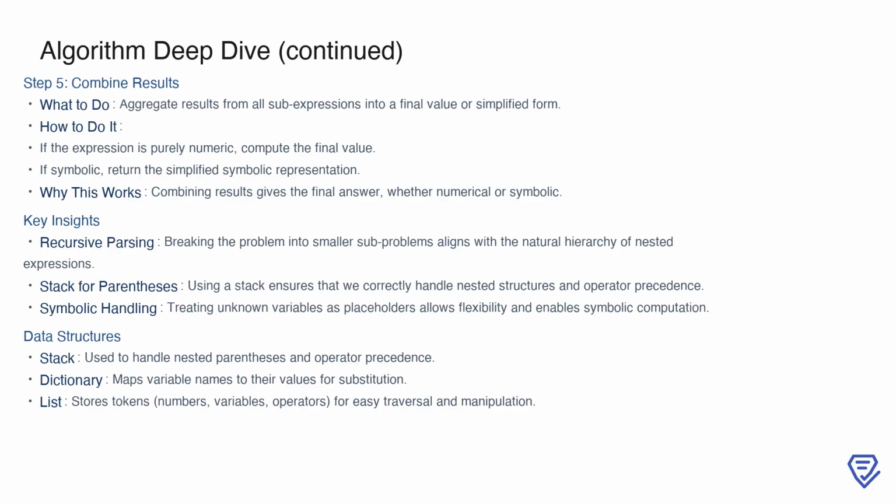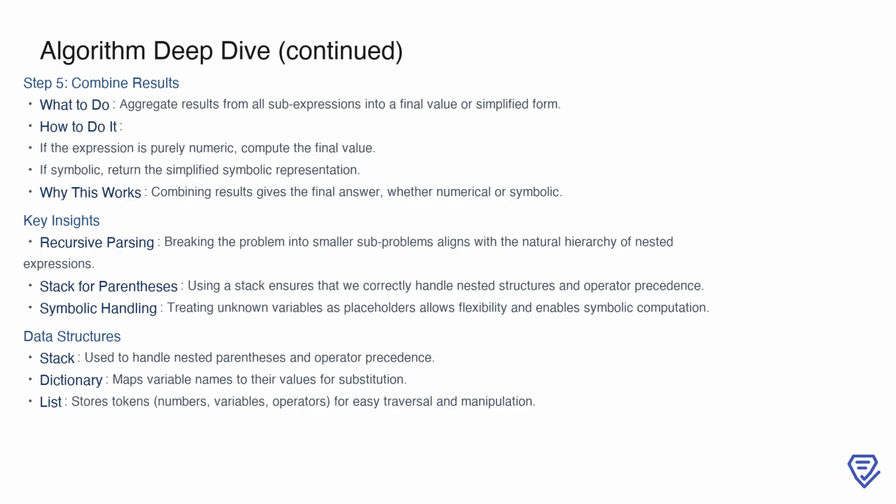Several key insights come into play here. First, recursive parsing aligns perfectly with the hierarchical nature of nested expressions, making it an effective approach. Second, using a stack is essential for correctly managing parentheses and operator precedence, ensuring that the structure of the expression is handled properly. Finally, treating unknown variables as symbolic placeholders adds flexibility, enabling us to handle symbolic computation without losing the integrity of the original expression.